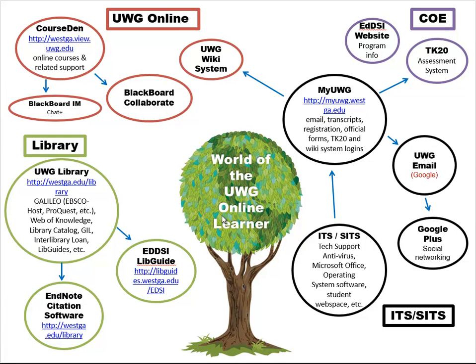Right, let's talk about what I call the world of the UWG online learner. I've got this divided up. These little bubbles indicate tools, sources of information, sources of activity, locations of activity, sources of information that you will be dealing with as an online student. And at first you just kind of grope your way through it all until eventually you begin to see all of these different areas fairly clearly.